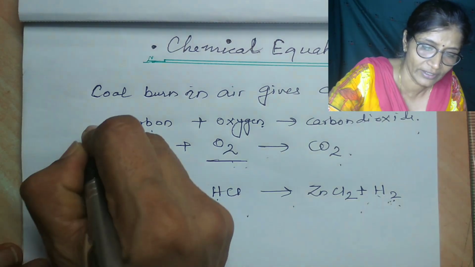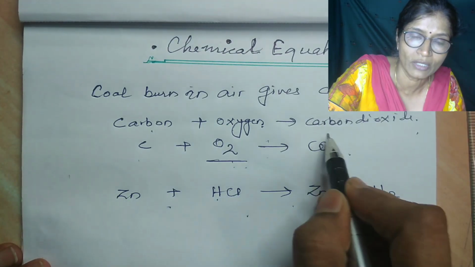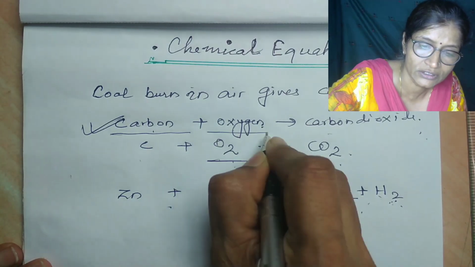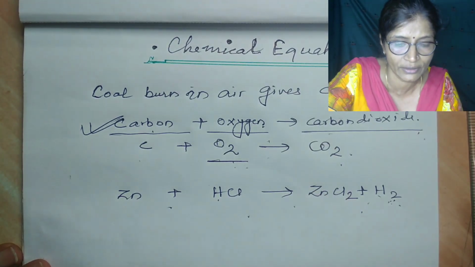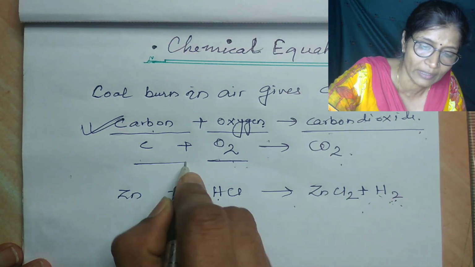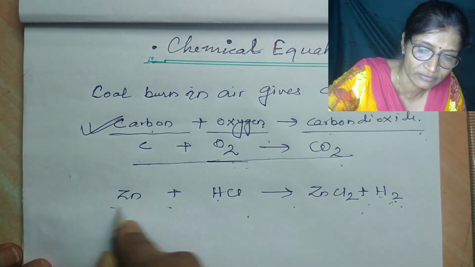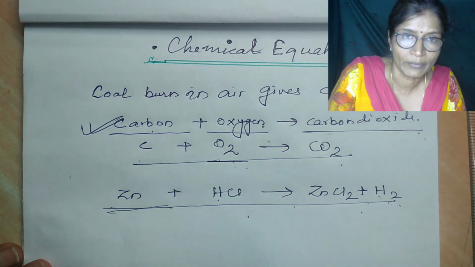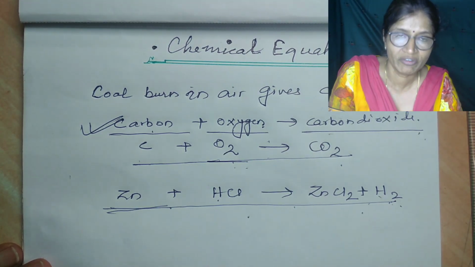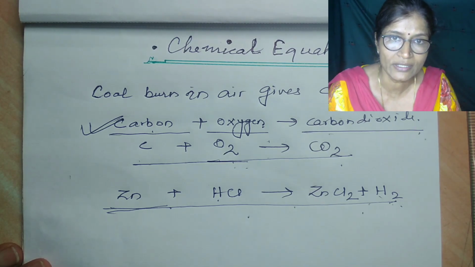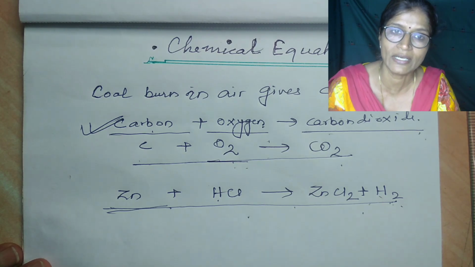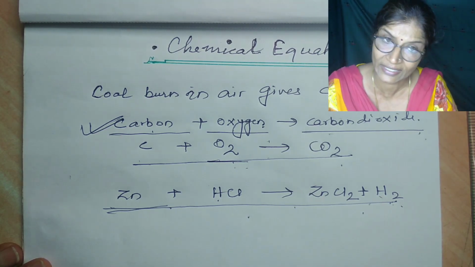Now this one I have written as coal burned in air forms carbon dioxide. This form I have written in words. This is what we call a word equation, and this is the chemical equation. Now, when we initially write a chemical equation, it may be a balanced equation or it may be an unbalanced equation. An unbalanced chemical equation is known as the skeletal equation.